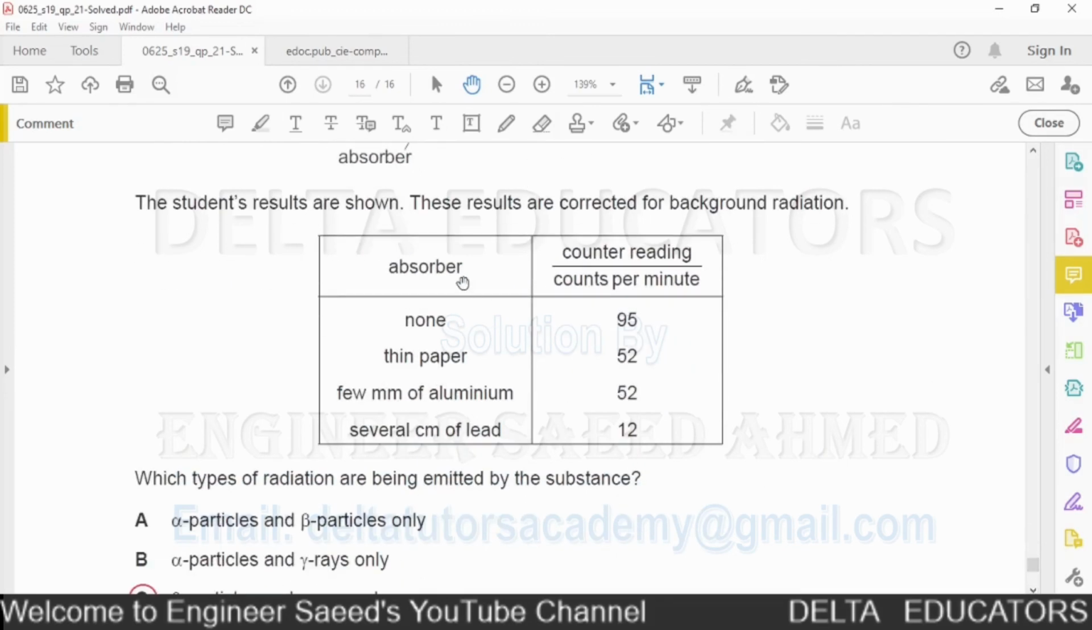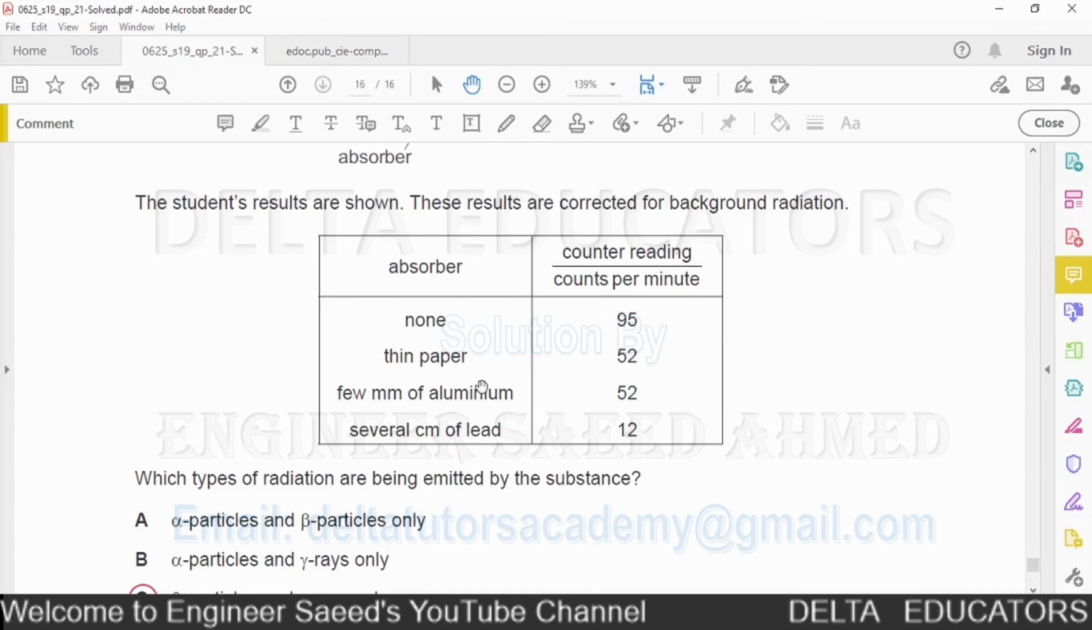Here we have the absorber and here we have the count rate per minute. When there is no absorber, the total count rate is 95. Now when he put a thin paper, the count rate went from 95 to 52. Out of alpha, beta and gamma radiations, alpha radiations can be stopped by a thin sheet of paper. Since here half of the rays are stopped, we can say the radioactive rays include alpha particles. Now after the thin paper, he kept a few millimeters of aluminum.